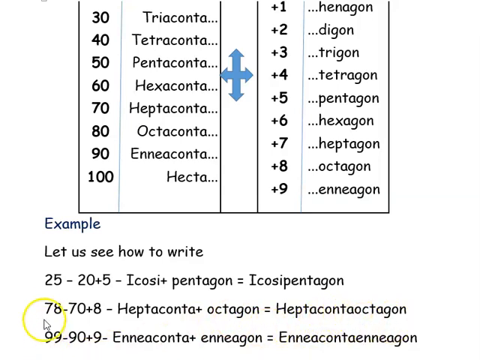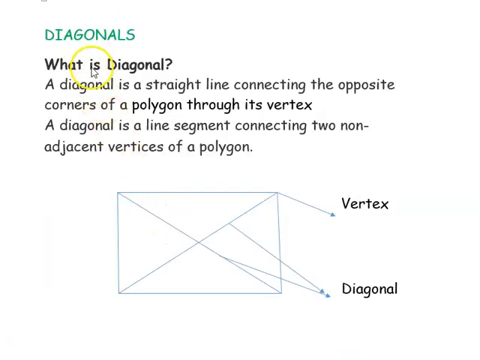One more example we'll see for a 99-angled figure. 99 can be written as 90 plus 9. So 90 is enneaconta and for 9 it is enneagon. So enneaconta plus enneagon, you will get enneaconta enneagon. So a 99-sided or 99-angled figure can be labeled like this. Next we'll see what a diagonal is.